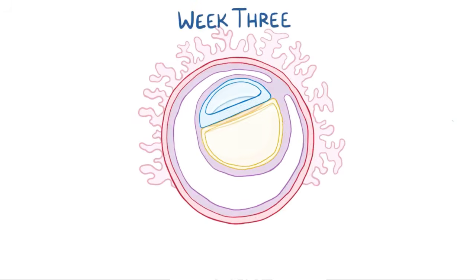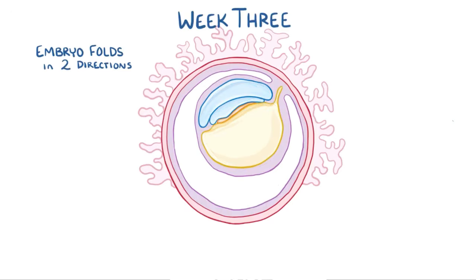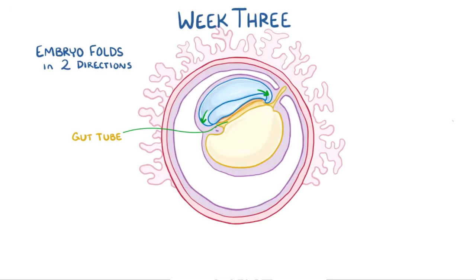Now, in week 3 of development, the embryo folds in 2 directions. In the longitudinal plane, there's a cranial and caudal fold, so that it looks less like a pancake and more like a little shrimp. The folding shapes part of the yolk sac into a gut tube, with the remainder of the yolk sac remaining connected not at the cranial or caudal end, but just in the middle.